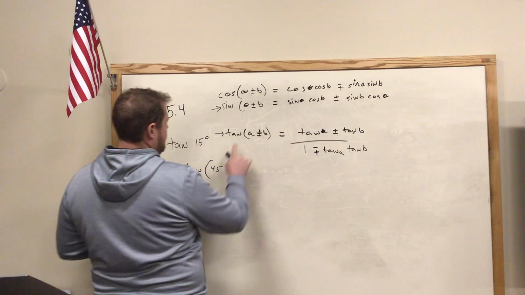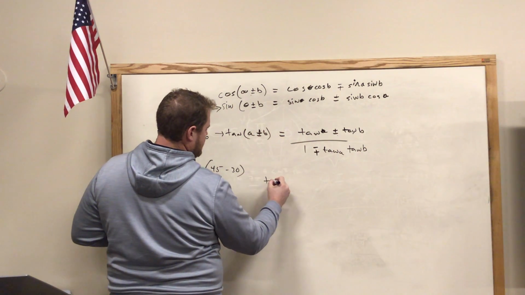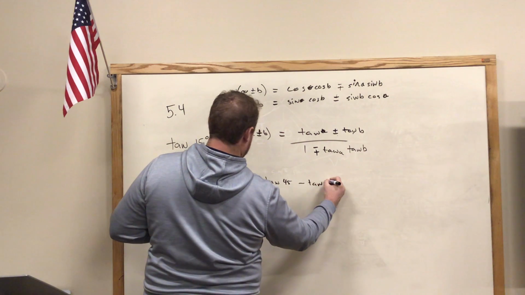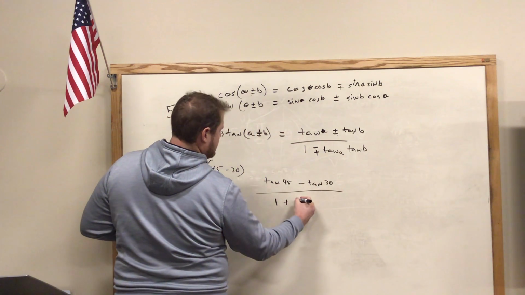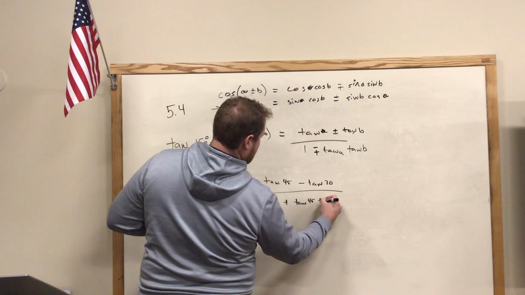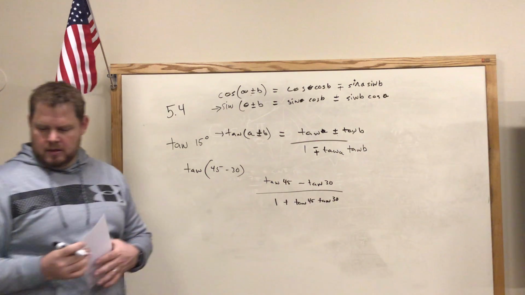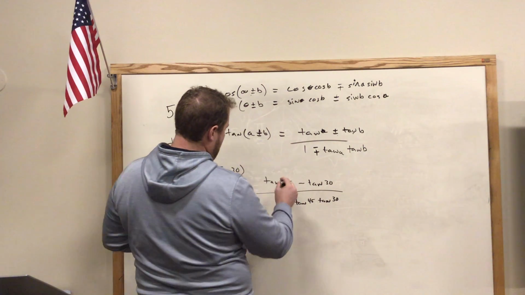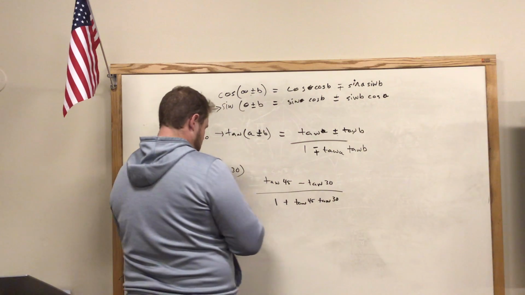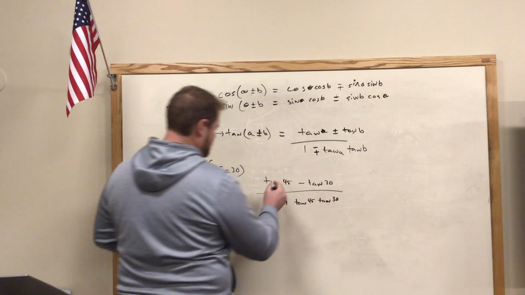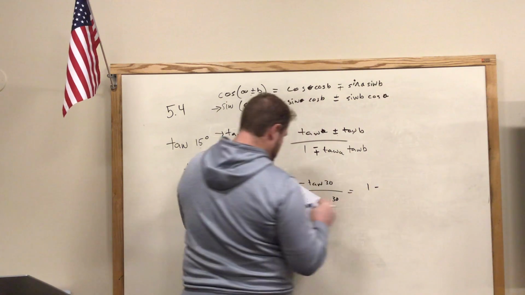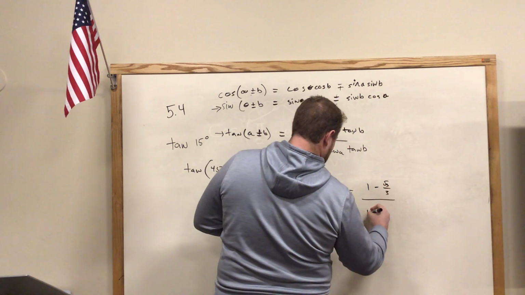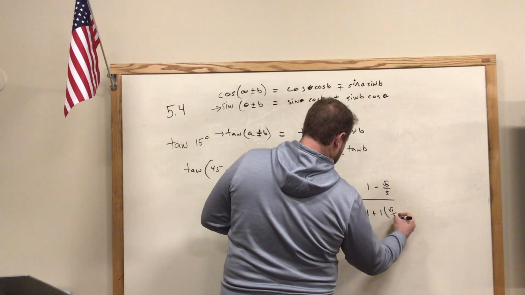So what is that going to give me? 45, and it's minus, so we're going to do the minus one. So it's going to be tangent A, which is 45, and we're minus, so minus tangent 30, over 1 plus tangent 45 tangent 30. Okay, so now, once you have that, what's tangent 45? Tangent 45 on here is pi over 4, right? Which is 1. So tangent 45 is 1. Tangent 30 is square root of 3 over 3. So 1 plus 1 times square root of 3 over 3.